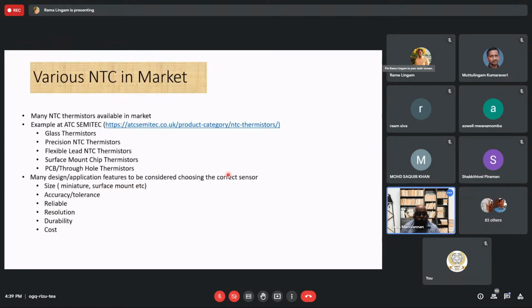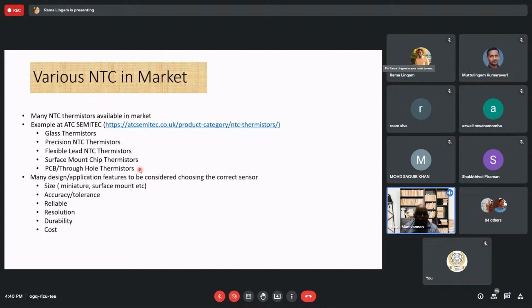Next slide, please. There are so many NTCs in the market, right? There are glass thermistors, precision NTC thermistors. They are going towards nanomaterial based thermistors, flexible NTC thermistors, surface mount chip thermistors, PCB through hole thermistors. There are so many thermistors, and as an engineer, you should decide which one you want. That depends on the application, right?